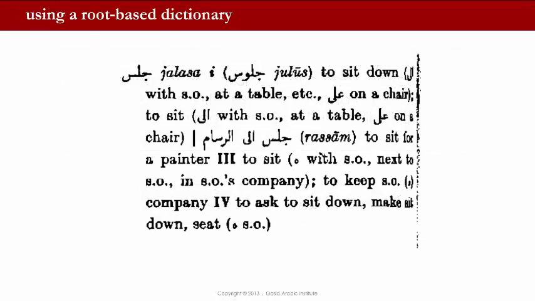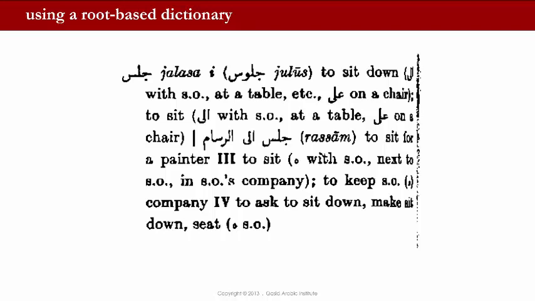This is an entry from the Hans Wehr dictionary. Notice jalasa yajlisu. The i there is the voweling on the lam, the ain letter, which is lam here. So it's jalasa, yajlisu. That's the i there. Julus is our masdar. Julus means sitting.